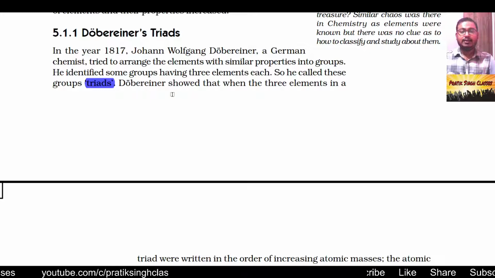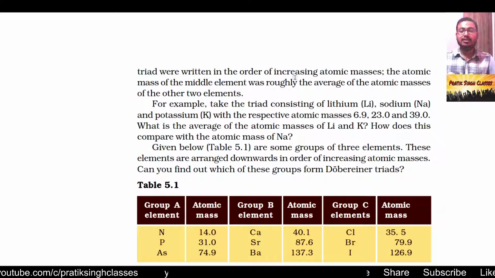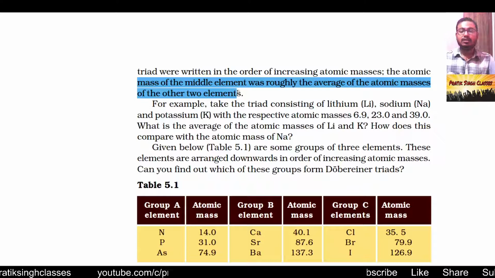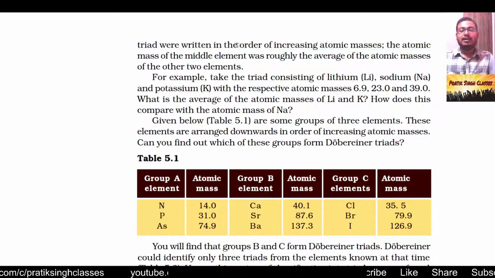Döbereiner showed that when the elements in a triad were written in the order of increasing atomic masses, the atomic mass of the middle element was roughly the average of the atomic masses of the other 2 elements. So when the elements were written in ascending order of their mass, the middle element was approximately, not exactly, equal to the average of the previous and next elements.